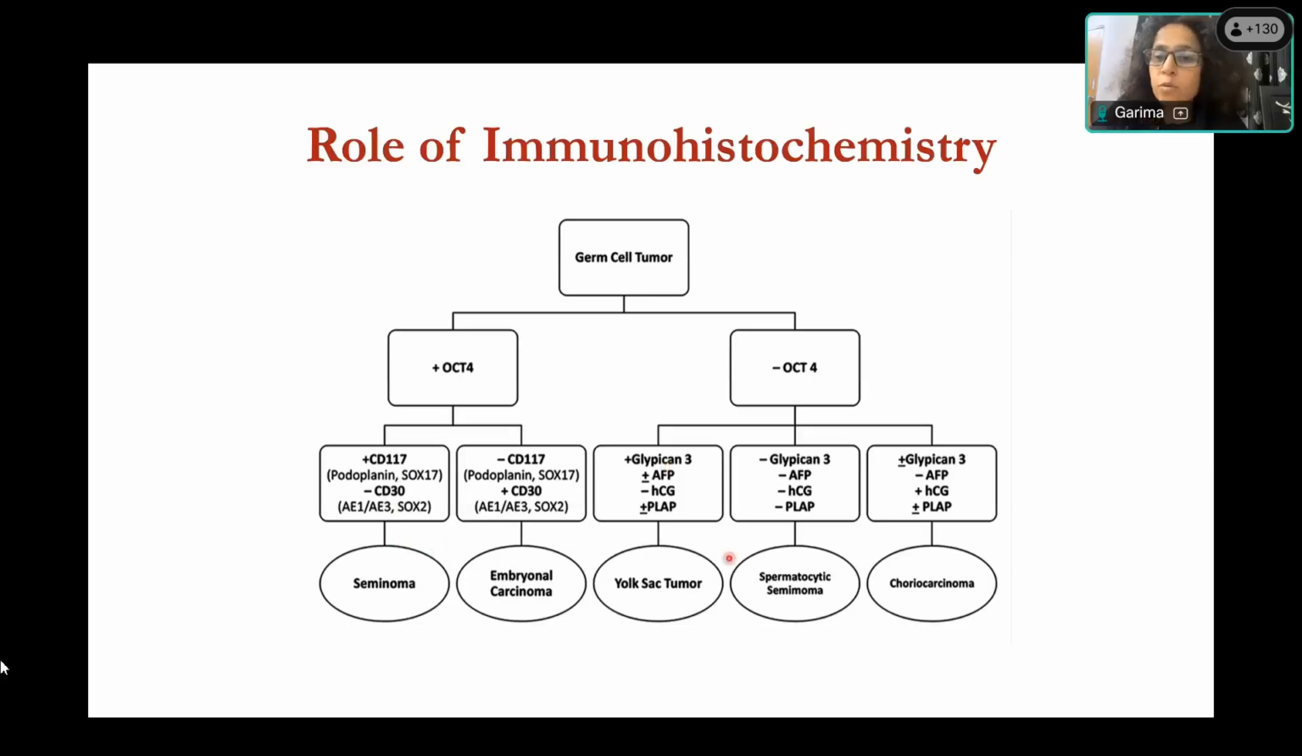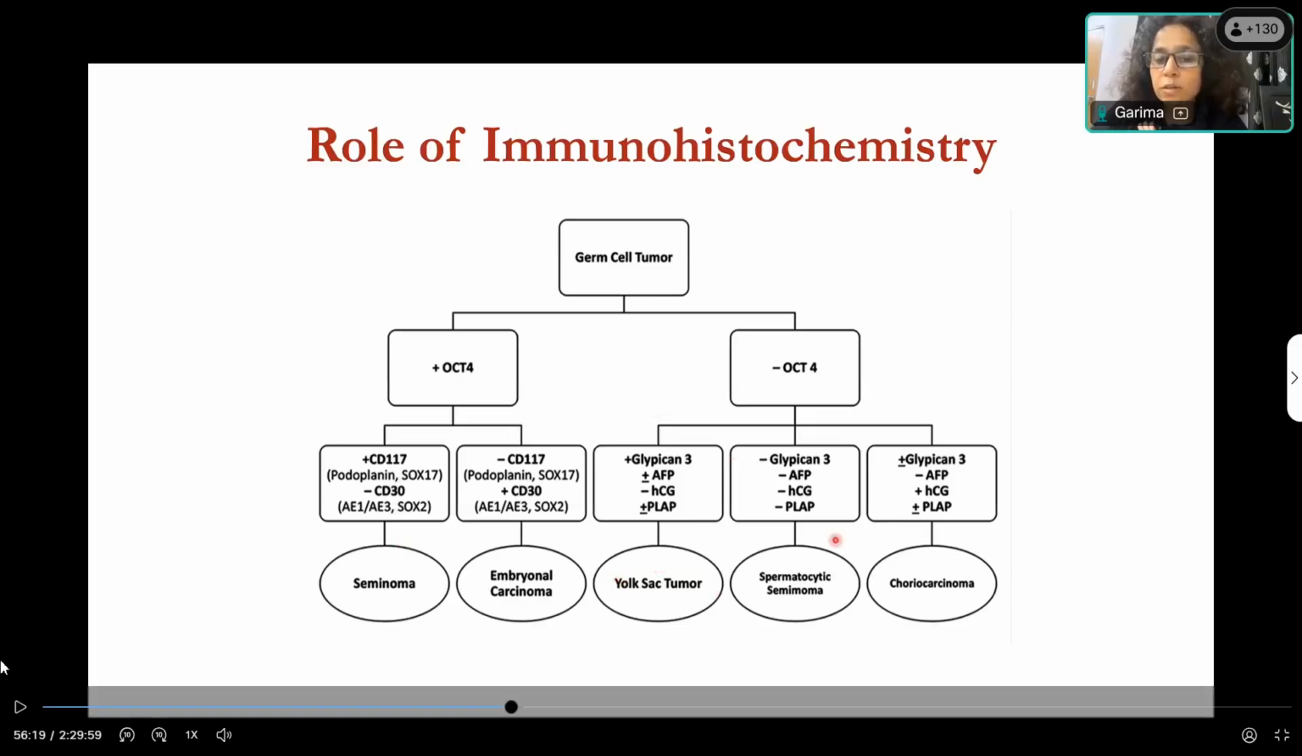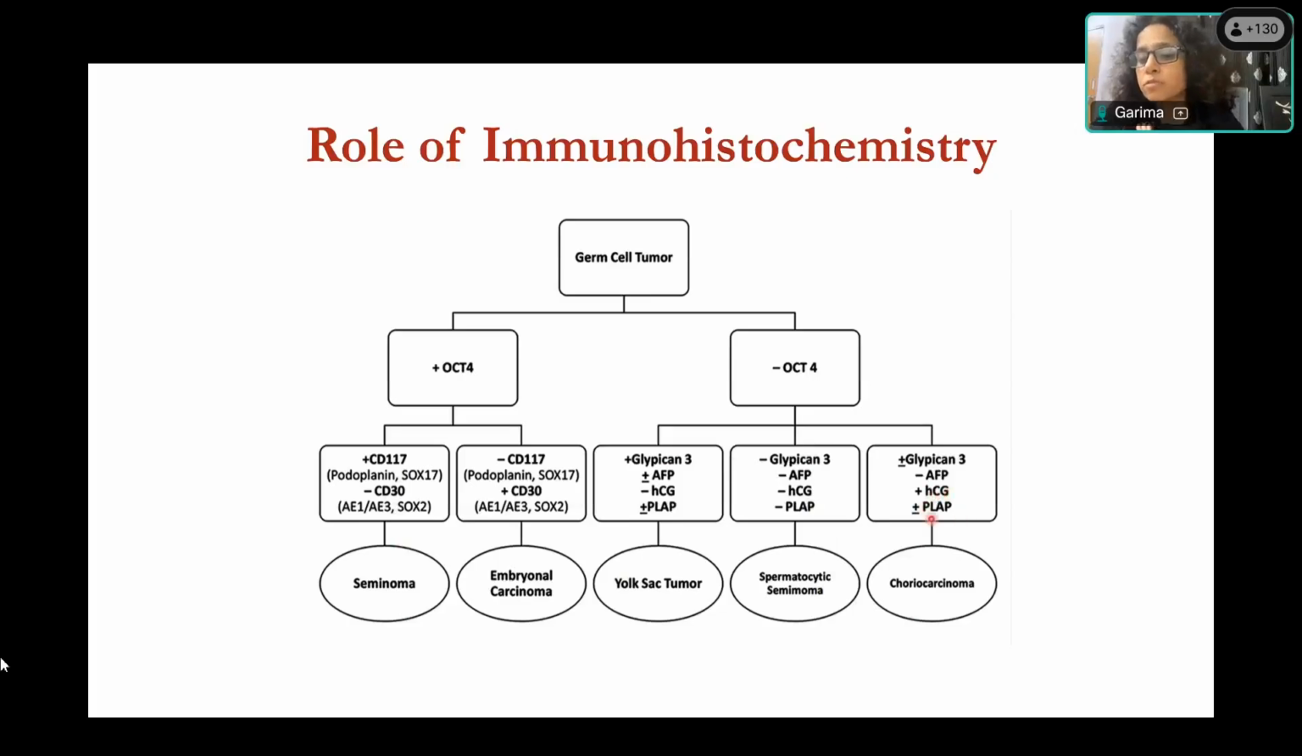If the tumor is positive for Glypican-3 and AFP, then it is yolk sac tumor. Then spermatocytic seminomas will be negative for all these, and choriocarcinomas will be positive for HCG. Okay, other markers may or may not be present.